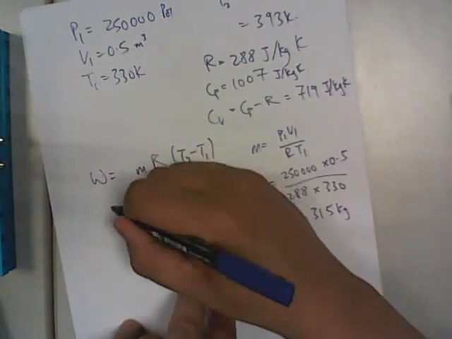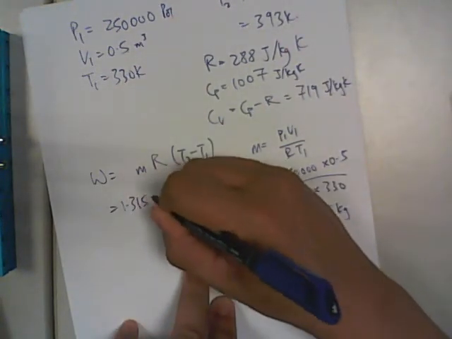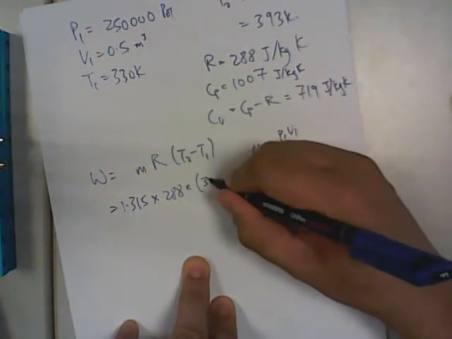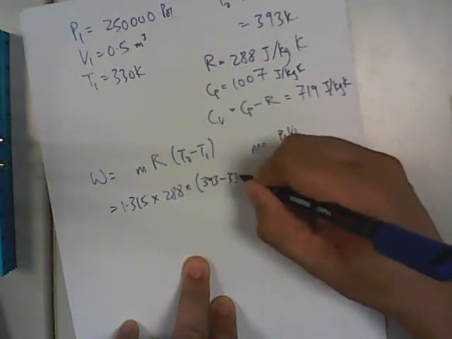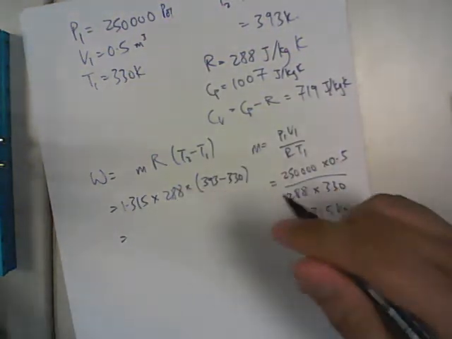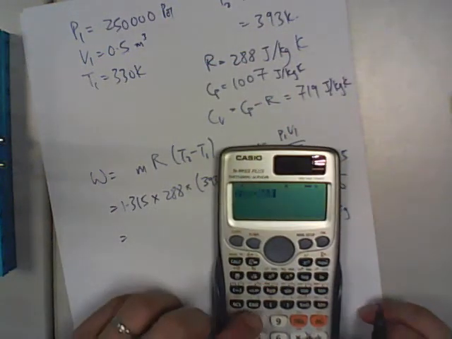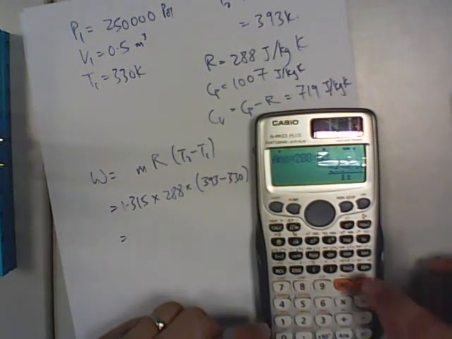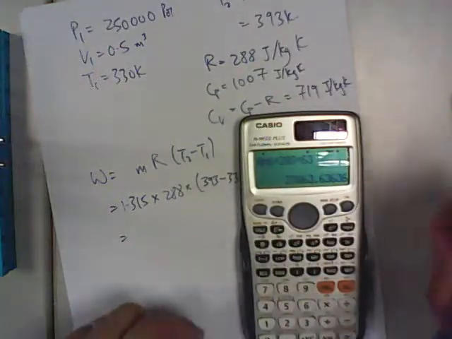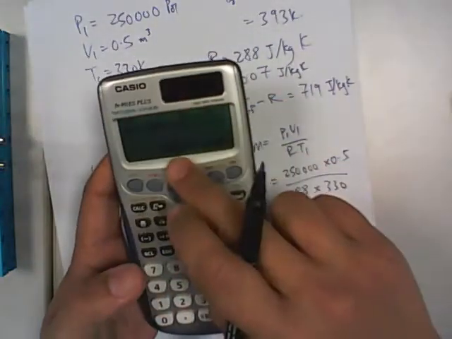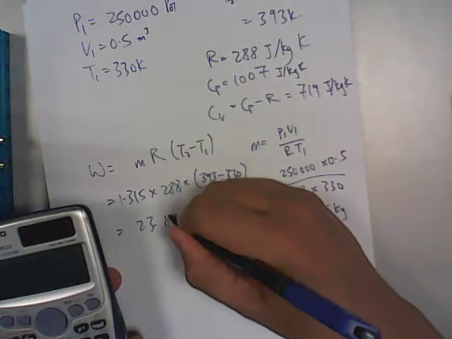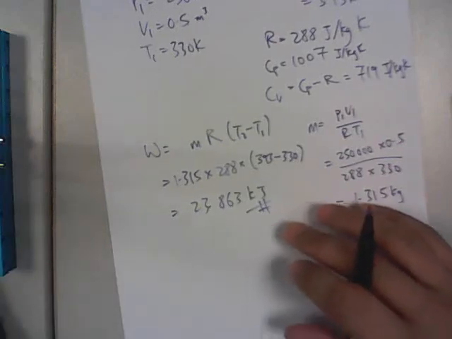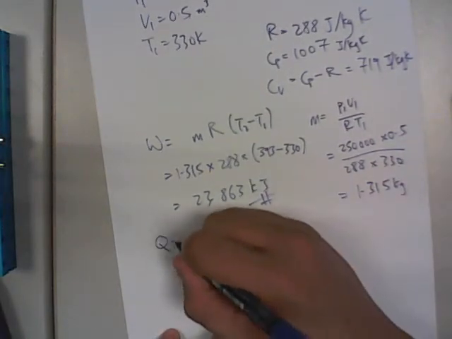Okay, so with this mass, you can put inside 1.315. R is 288, and the change in temperature is 393 minus 330. This gives 23863, which will be 23.863 kilojoules. Okay, so this is how you use the formula.